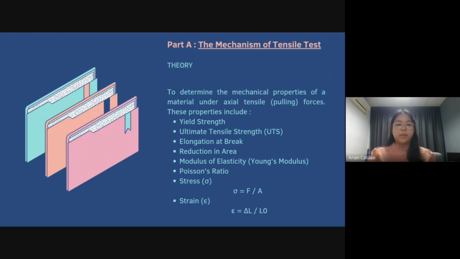Stress is the applied force divided by the original cross-sectional area of the specimen. Stress is measured in pascals or megapascals. Strain is the change in length of the specimen divided by its original length. Tensile test helps understand how materials behave when pulled, providing valuable information about their strength and flexibility.